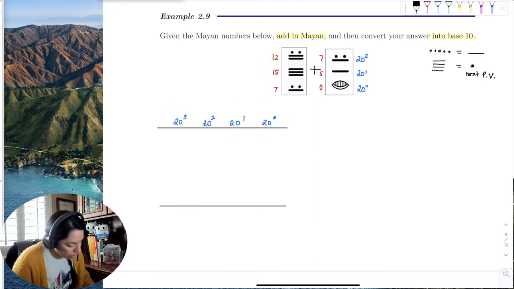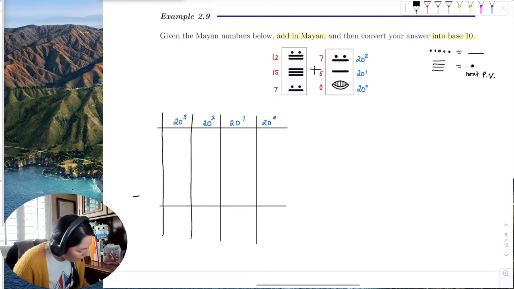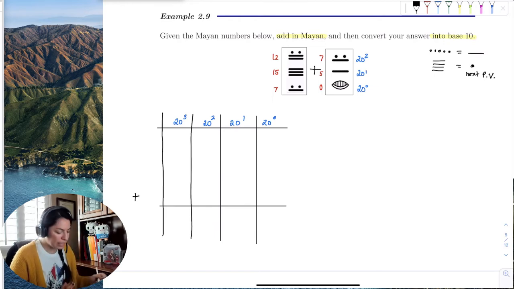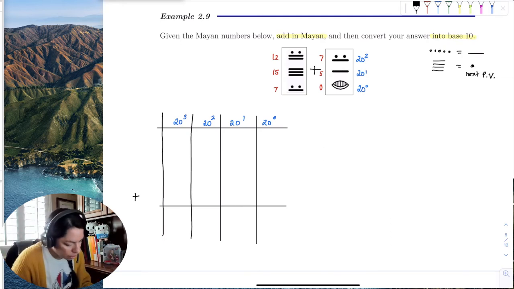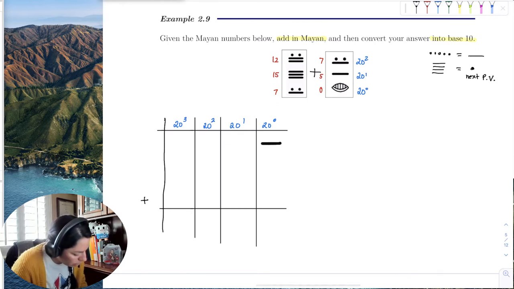The next thing is I'll make the barriers here. And I know that I'm adding, so I'll put that there. Then I'm going to put the symbols in each one. So the first addend, I'm going to put horizontally and according to place value. In the ones place, let me get a thicker ink so I can mark it as a nice stick like the picture. So I have one stick and two dots: 7 in the ones, 15 in the 20s, and 12 in the 400s.